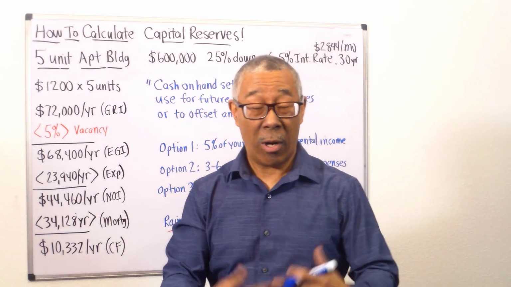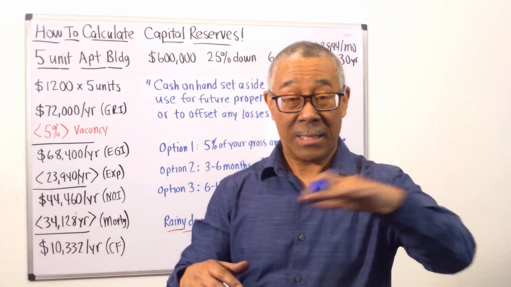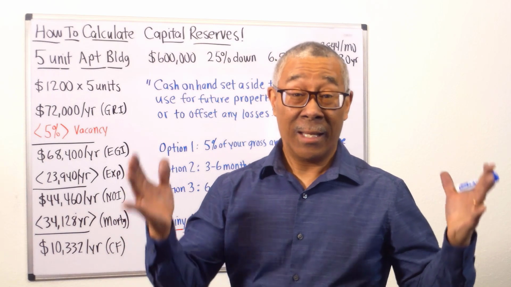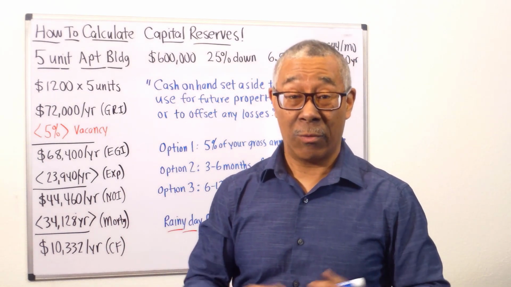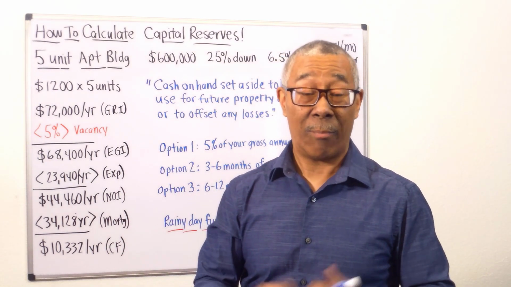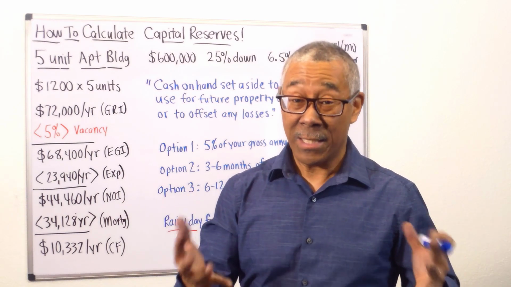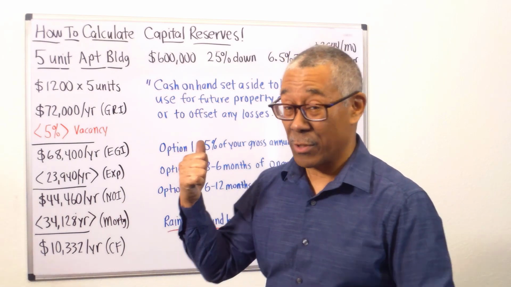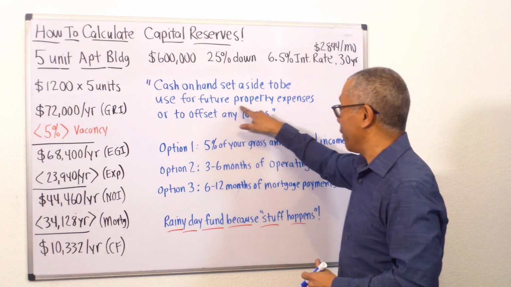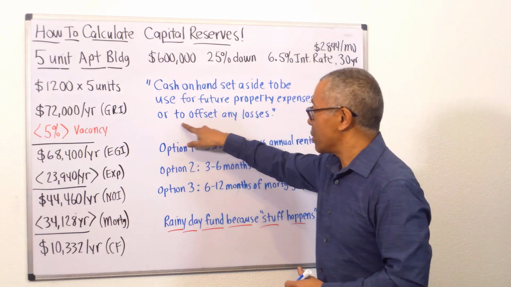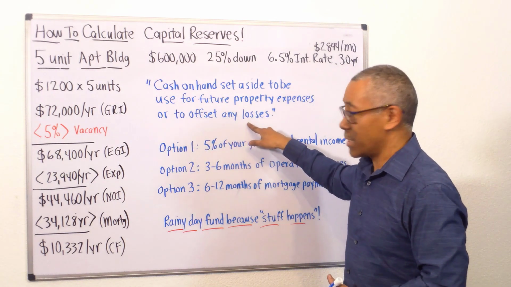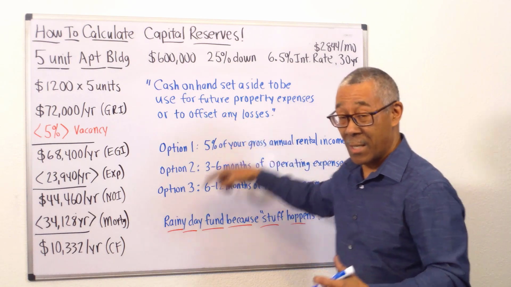Or let's say your parking lot has a lot of potholes in it, and you know that next summer you're going to have to redo this parking lot right after winter. Need to save for it. This is what the capital reserves fund is for. Okay, so we have future property expenses or to offset any losses. Okay, these are short-term losses.